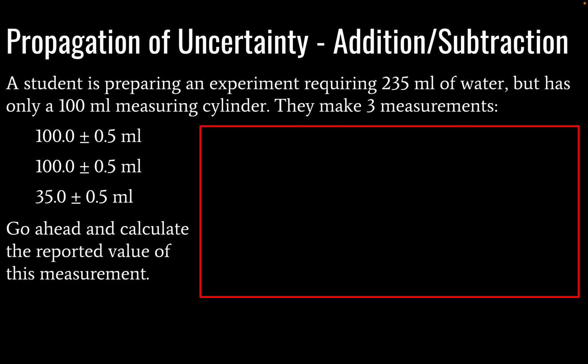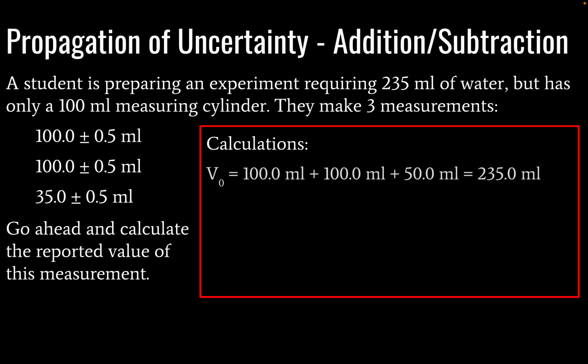Okay, so based on our previous slide, you might try to go ahead and calculate the reported value of the measurement, and I can wait. You'll just pause the video and go, or not. I'm going to do it in a second anyway. Okay, so your calculations should look something like this. Your volume, which I'm calling V sub 0 here, this would be the average volume or mean volume. This predictably is going to be 235.0 milliliters, and this is our calculated value.